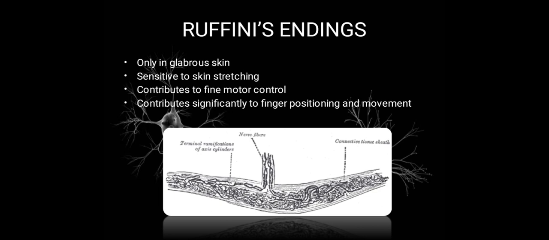Ruffini endings are found only in the glabrous skin and are sensitive to skin stretching. They contribute to fine motor control and contribute significantly to finger positioning and movement.